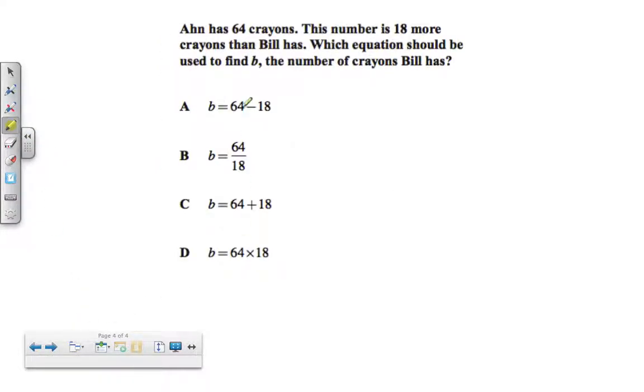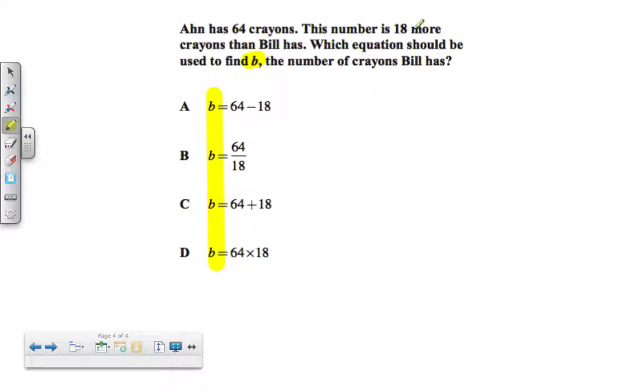Take a look. An has 64 crayons. This number is 18 more crayons than Bill has. Which equation should be used to find B, the number of crayons Bill has? Now these all have only one thing in common. They all have B equals. So we have to decide, what kind of problem is this? This number is 18 more crayons than Bill has.